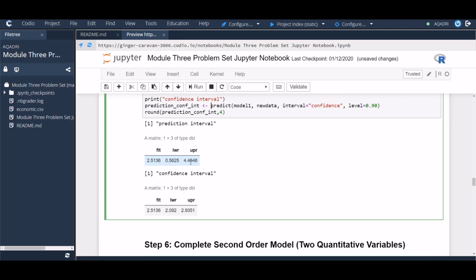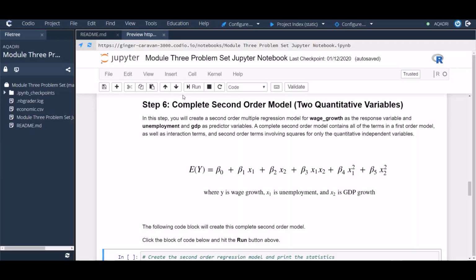2.5136%. And here is the prediction interval and the confidence interval, and you know how to interpret them both. So please make sure to be detailed in your interpretation of the prediction interval and the confidence interval, what they represent, and why the prediction interval is always wider than the confidence interval. So now let's work on a complete second order model that uses two predictors.